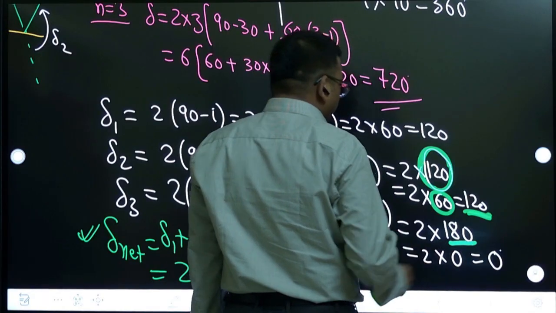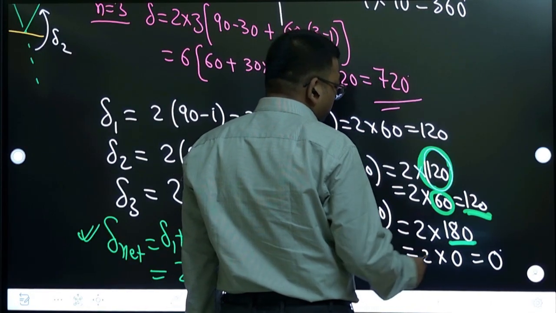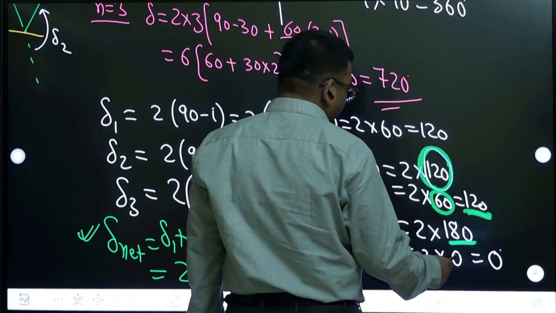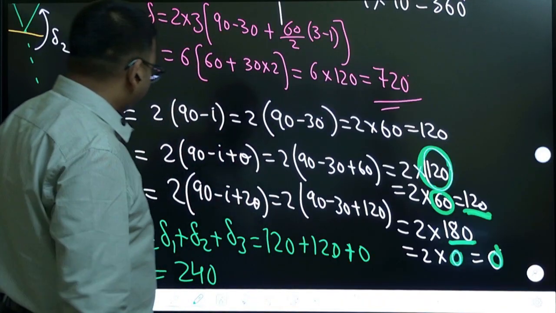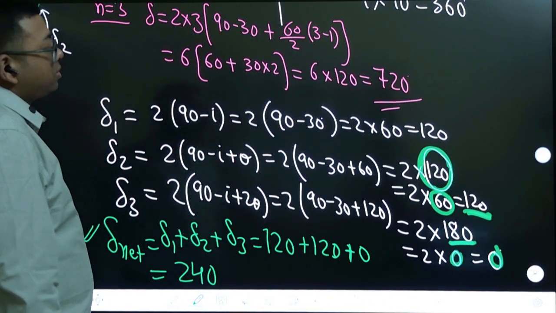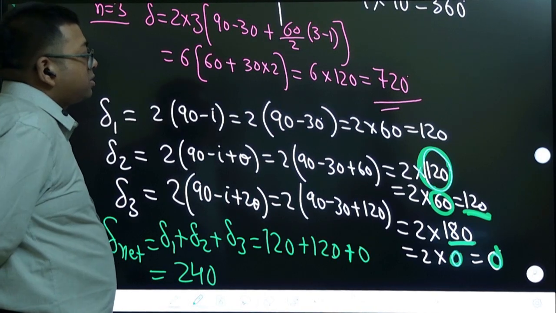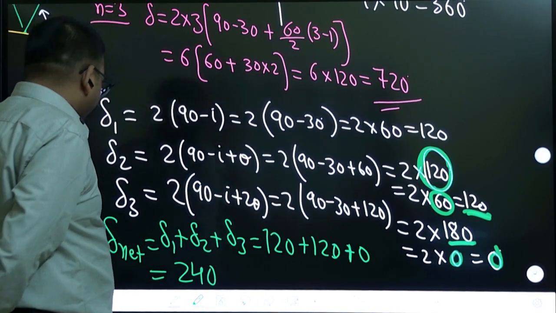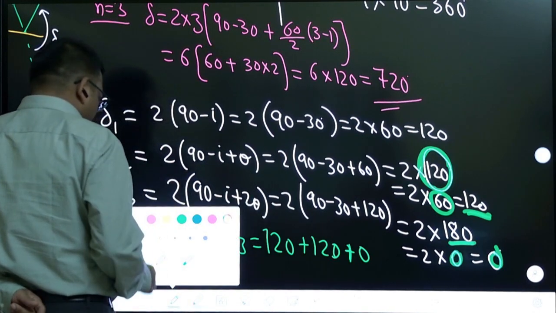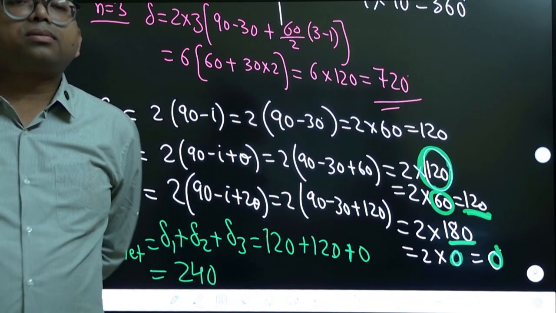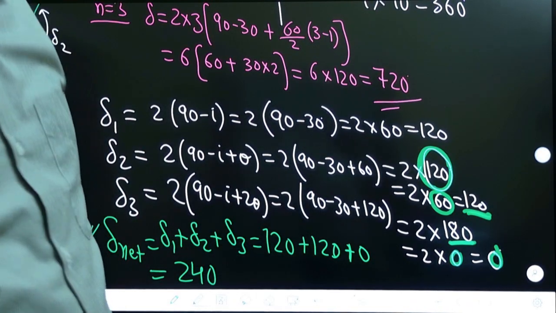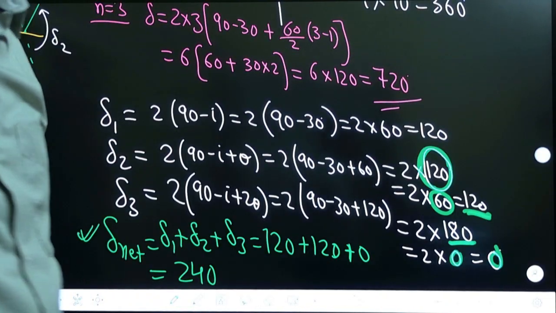It is more than that, so we need to subtract: 180 minus 180 is 0. So that means in the third reflection there is nothing happening. No deviation happens. It is just grazing the surface. That's what happens. Are you clear about this? Yes, that's a very important result.